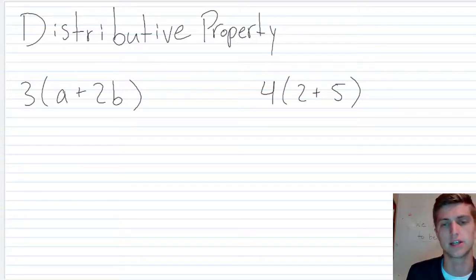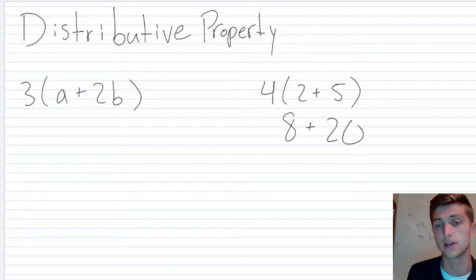So let's take a look here. We have 4, and we are going to distribute through multiplication. 4 times 2. What is that? That's going to give us 8. And now we have 4 times 5, which is going to give us positive 20. Now we have 8 plus 20, which is 28.